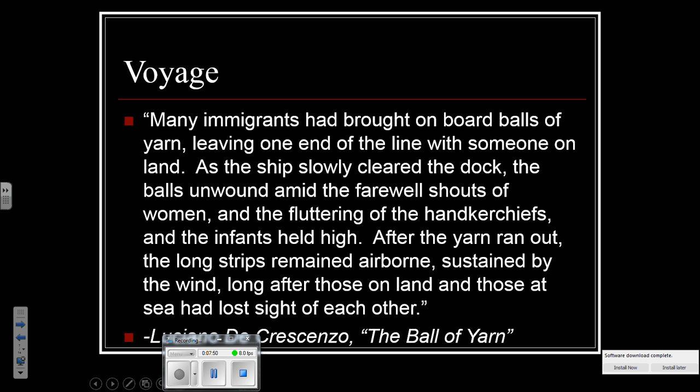On the voyage, this guy, I love this story because you can actually picture this. Luciano Crescenzo said, many immigrants had brought on board balls of yarn, leaving one end of the line with someone on land that they were leaving. As the ship slowly cleared the dock, the balls unwound amid the farewell shouts of women and the fluttering of the handkerchiefs, and the infants held high. After the yarn ran out, the long strips remained airborne, sustained by the wind, long after those on land and those at sea had lost sight. That last tie to say goodbye. Isn't that neat? I never heard that story until I read that.